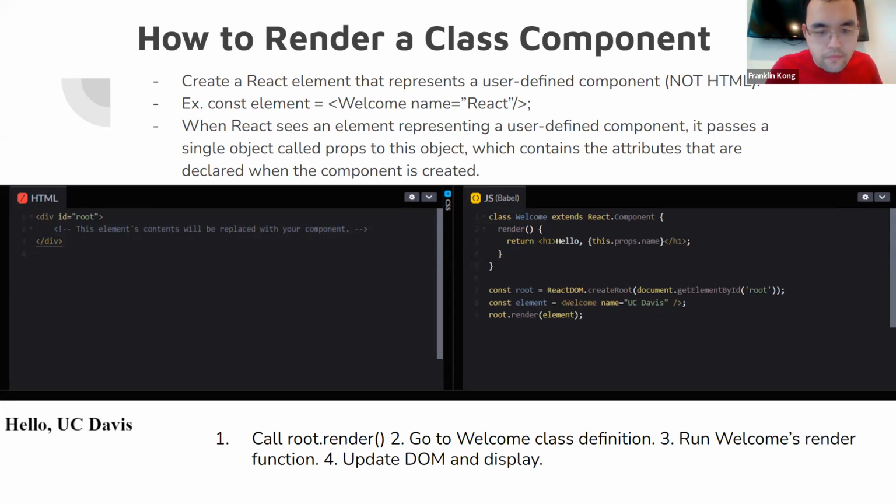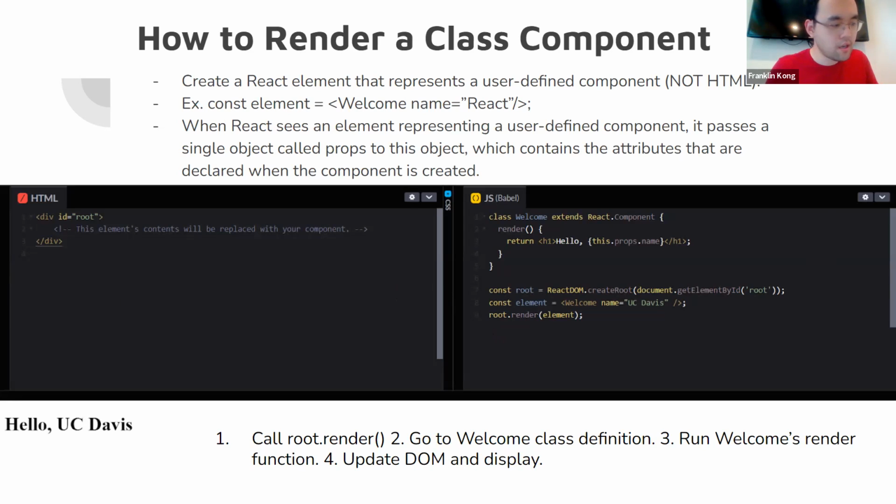On the right side, you have a Welcome class component. Inside, there's the render function. Basically, it's the same as we saw on the previous slide. And now let's go down to line 9. On line 9, you do root.render the React element called element. And on line 8, const element equals Welcome. So now the React element's name is Welcome, which means the class component Welcome that you created. And you pass in an attribute, name equals UC Davis.